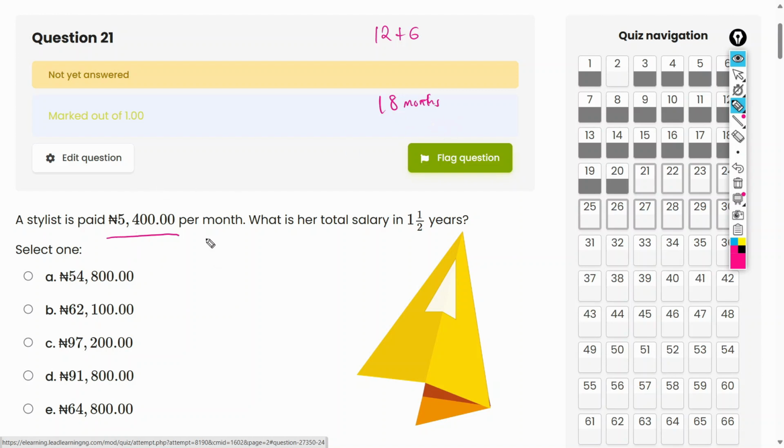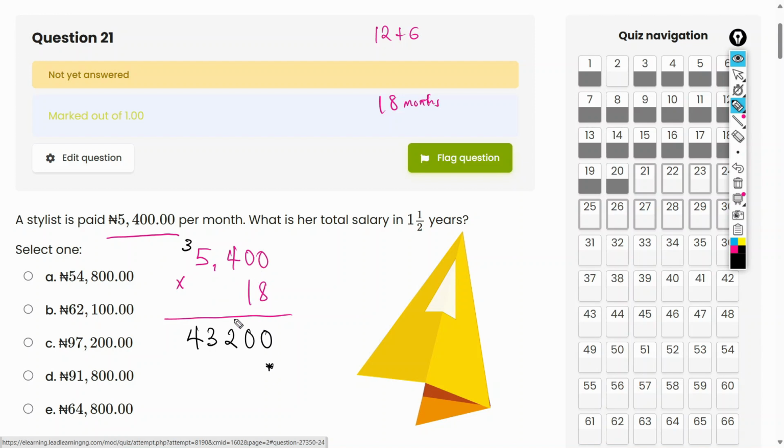So to find his total salary, we should multiply 5,400, because we can do away with the 00 and add it back later. We're multiplying by 18. 8 times 0 is 0. 8 times 0 is 0. 8 times 4 is 32. So 2 carry 3. 8 times 5 is 40 plus 3. That's 43. And then we leave a space here.